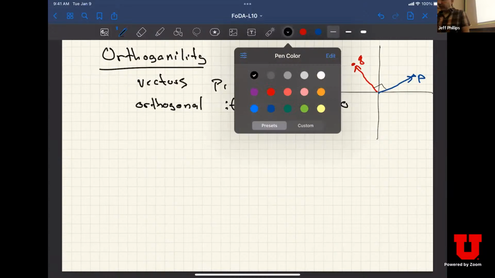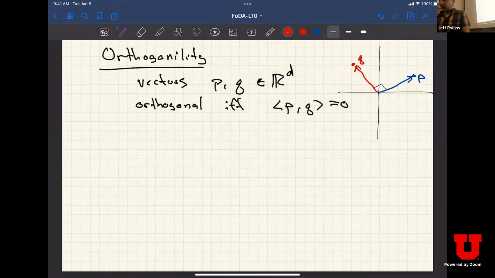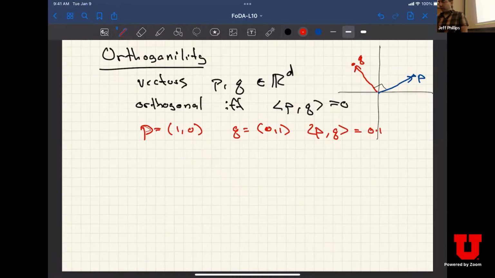Just to convince you, let me give you two examples. So just some simple examples, right? Let's say P is equal to 1, 0, so it's the x-axis, and Q is equal to 0, 1. Okay, so it's the y-axis here, right? Then P dot Q is going to be equal to 0 times 1 plus 1 times 0, which is 0, right? So if they're the x and the y-axis, then they're going to be orthogonal to each other. The axes are going to be orthogonal to each other.